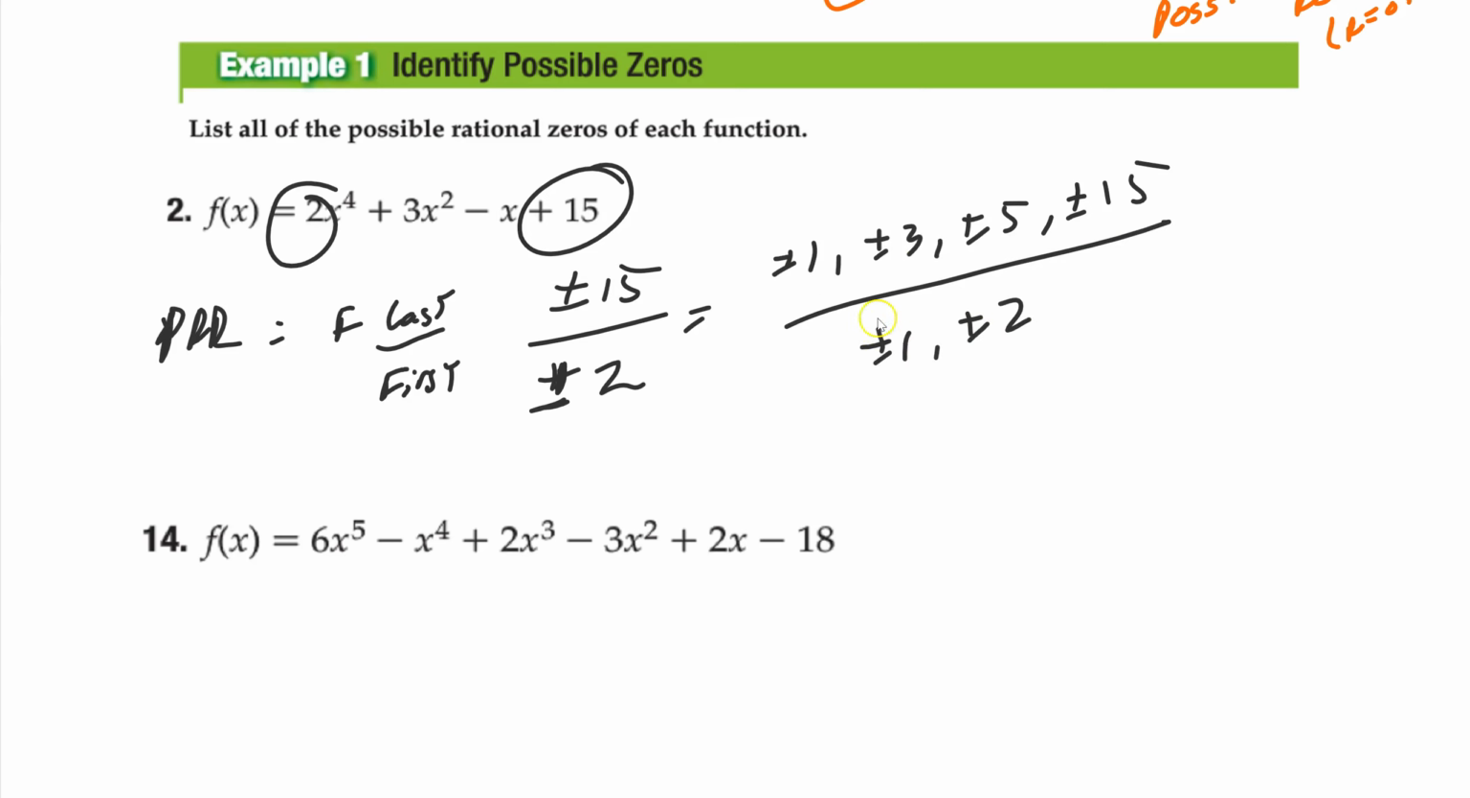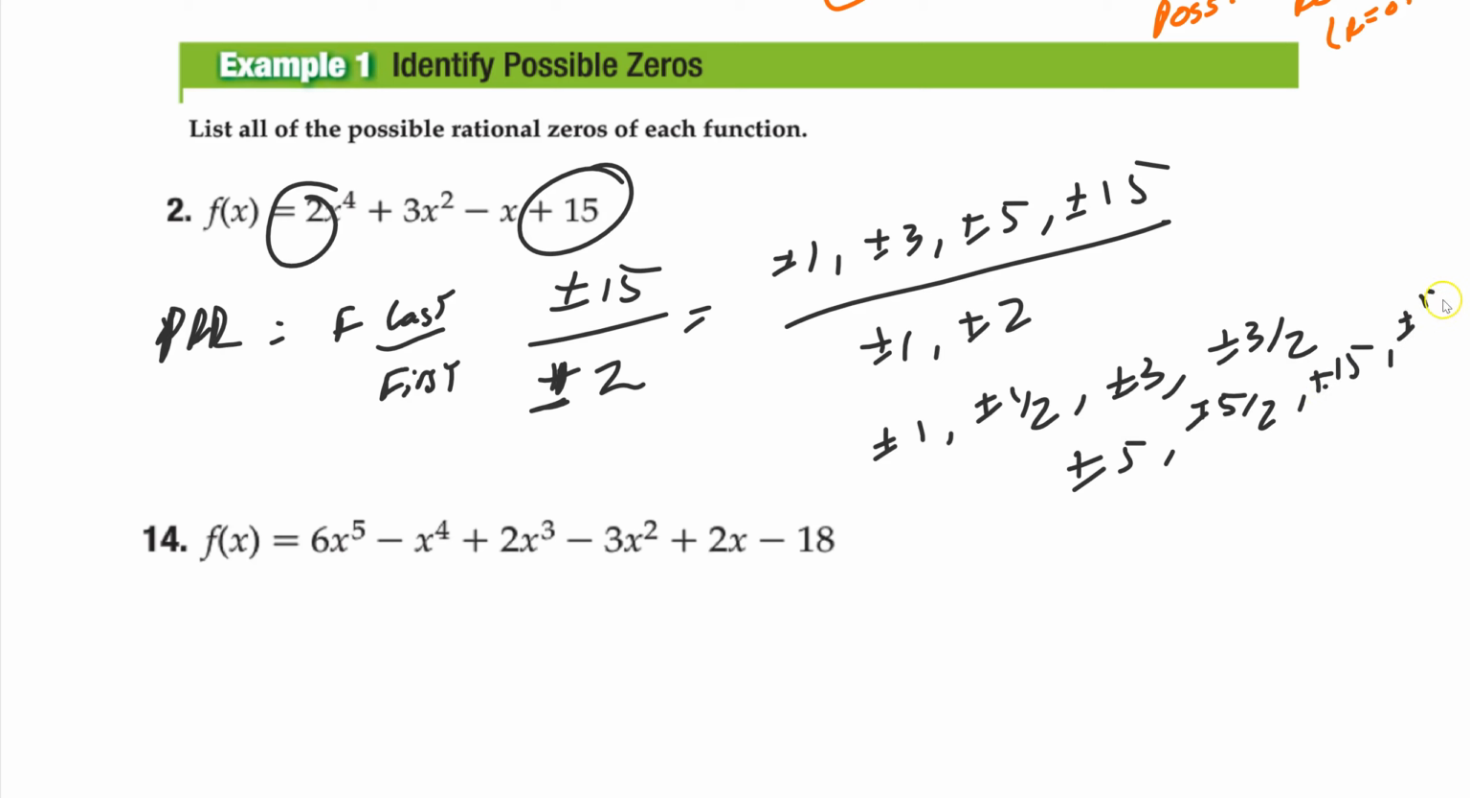So then now we're going to do all the combinations, so 1 over 1, 1 over 2, 3 over 1, 3 over 2, 5 over 1, 5 over 2, 15 over 1, and 15 over 2. So again, it's a lot. There's 16 things there. There's 8 and then plus and minus. But it's still a lot less than just guessing randomly.